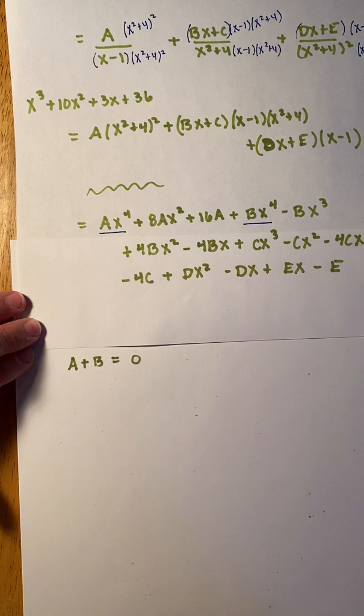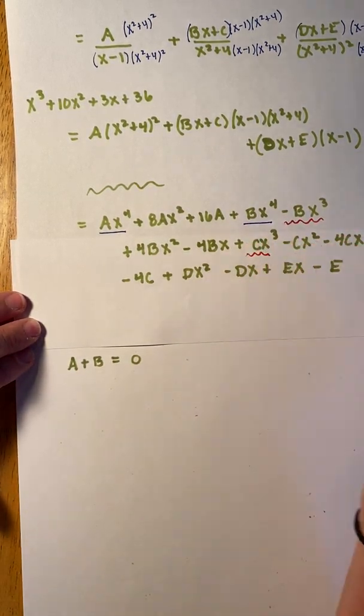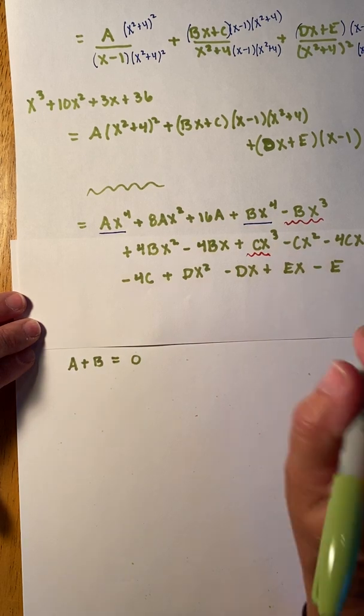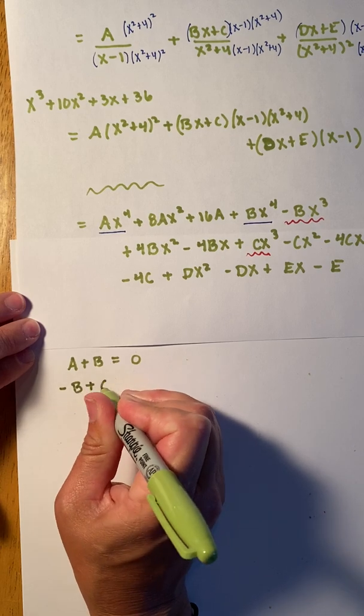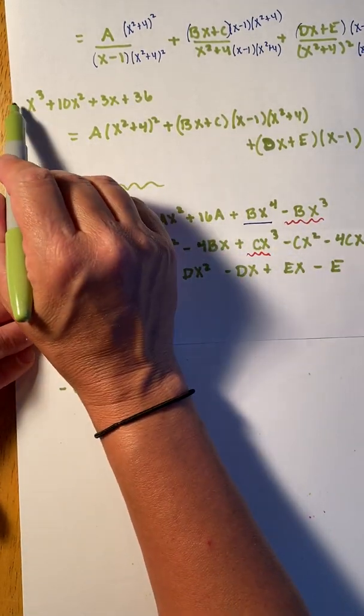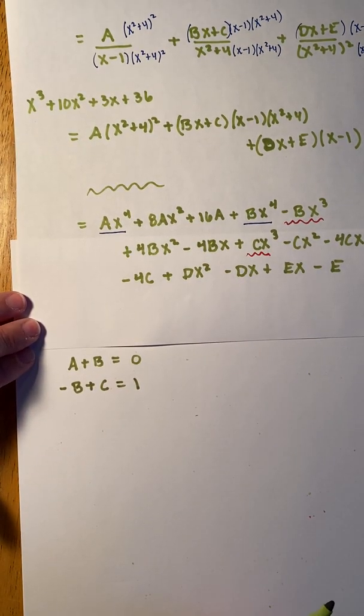Let's now look at the cubed terms. I have a cubed here and a cubed here. Is that my only cubed terms? So negative b plus c are the coefficients in front of the cubed terms, and that must equal the coefficient of 1 in our original numerator.